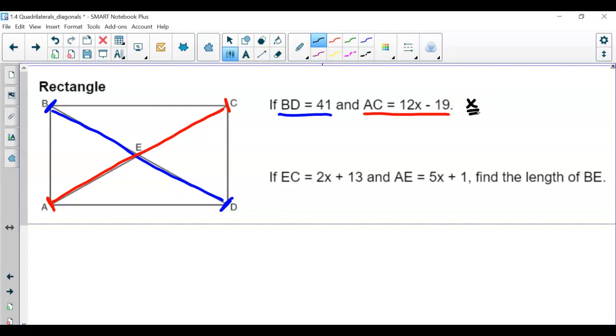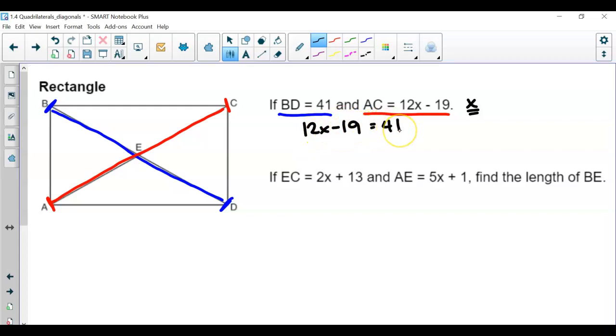If I want to solve for x, how do we set this up? Set them equal to each other. So 12x minus 19 is equal to 41, and then solving for x, adding the 19 and then dividing by 12, x is equal to 5. Take a look here and pause the video and label: where is EC? Where is AE? And keep in mind what we're solving for in this problem.